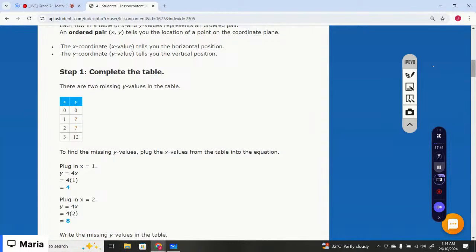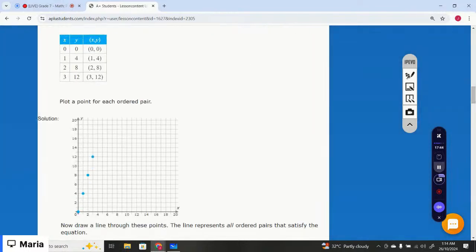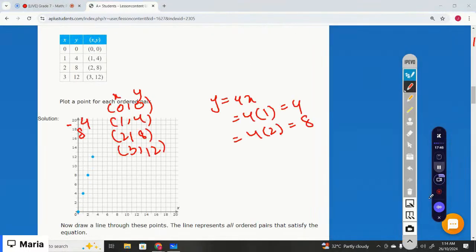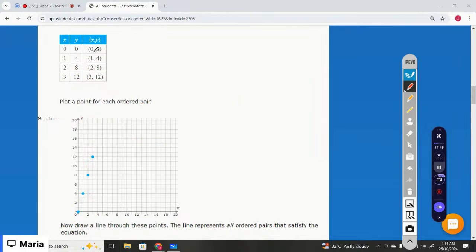So now the table is complete. So how do you draw the graph? You have to plot this table of values on the graph: 0, 0. X is 0, y is 0. That is the origin. The next one is x is 1, y is 4. So here is the point for x equals 1 and y equals 4. Then 2 and 8. Then x is 3 and y is 12. So just join these points and make a line.